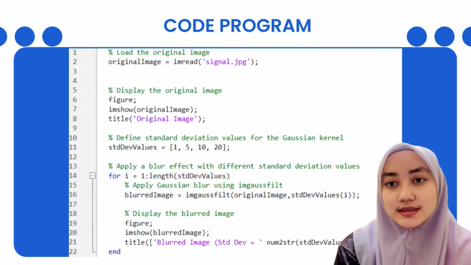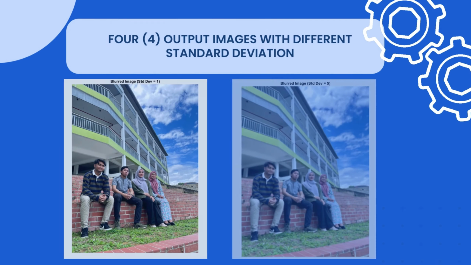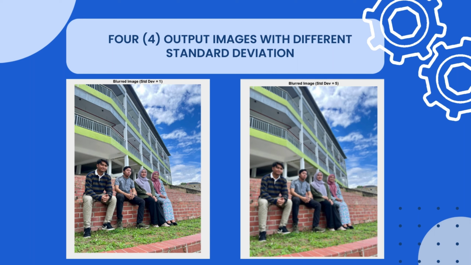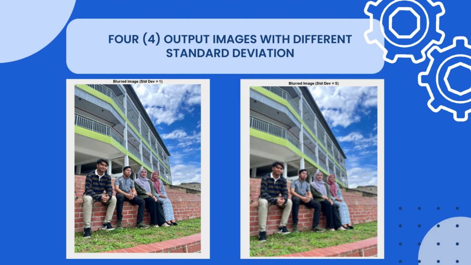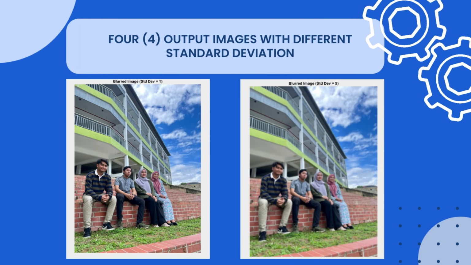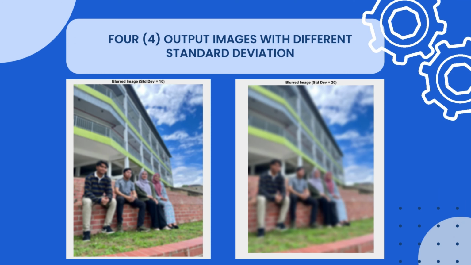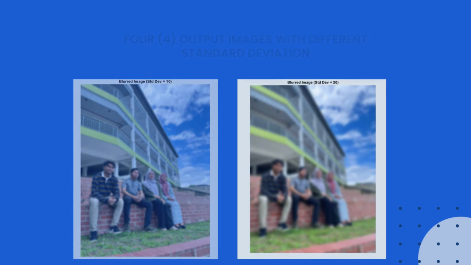In lines 19 to 21, this creates a new figure for displaying the result. It also displays the current blur image in the specific subplot. Next, I will show you the output of the 4 different standard deviation values. On this slide, we can see the output for standard deviation values of 1 and 5. On the next slide, we can see the output for standard deviations 10 and 20. That's all from me. Thank you.